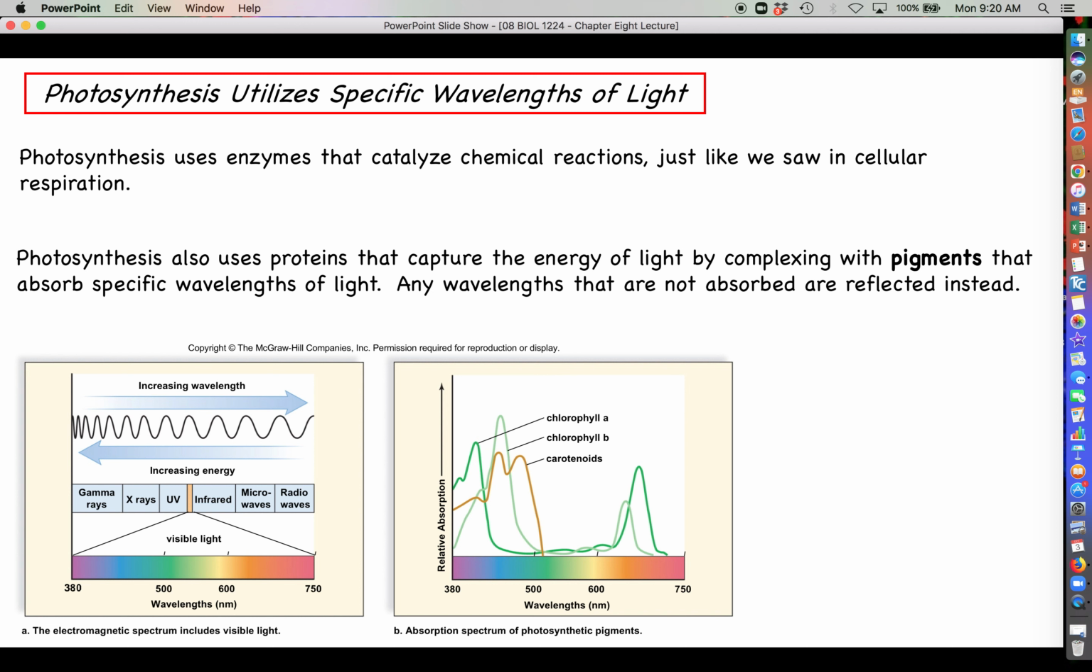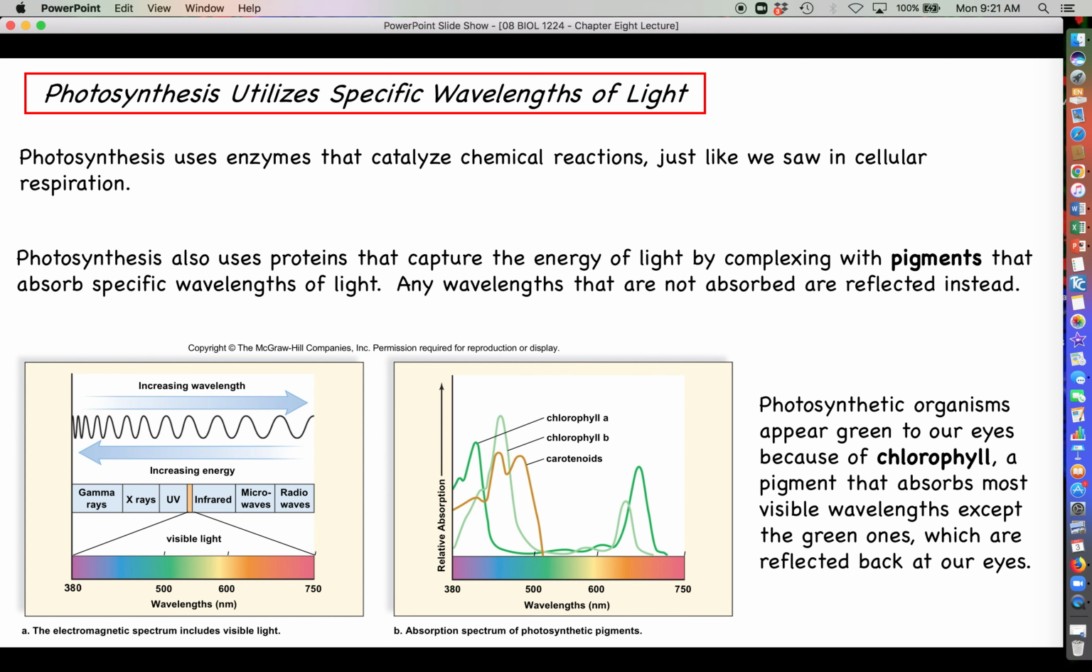So the idea here is that if you're talking about photosynthetic pigments, whether it's chlorophyll A or chlorophyll B, or the accessory pigments, which are called carotenoids, any wavelengths that are not absorbed by these pigments, and you can tell which wavelengths are absorbed based on where your peaks are in the absorption spectrum, any wavelengths that are not absorbed, the more flattened out portions, are going to be reflected instead. And this is very interesting because this will give us insight into why different objects appear certain colors to us.